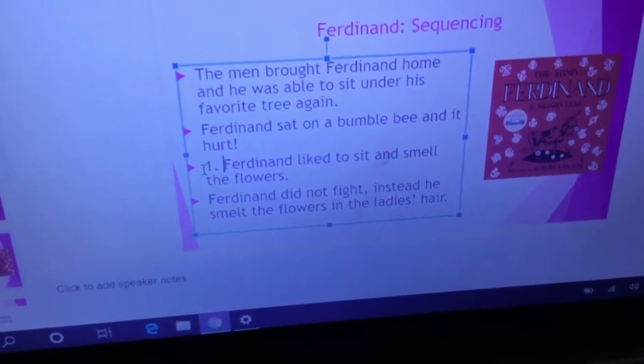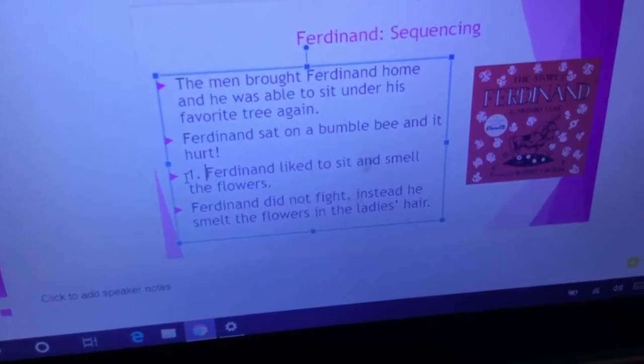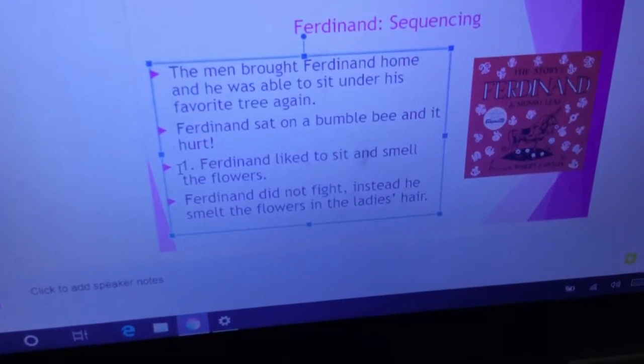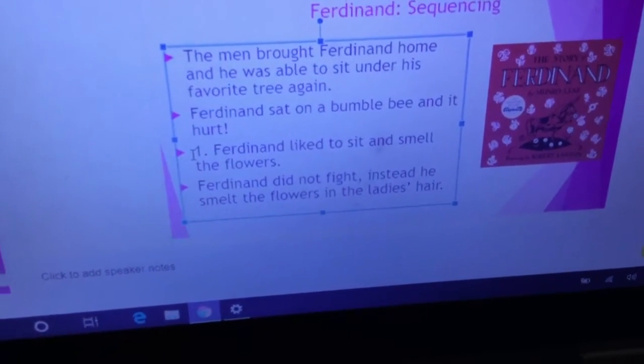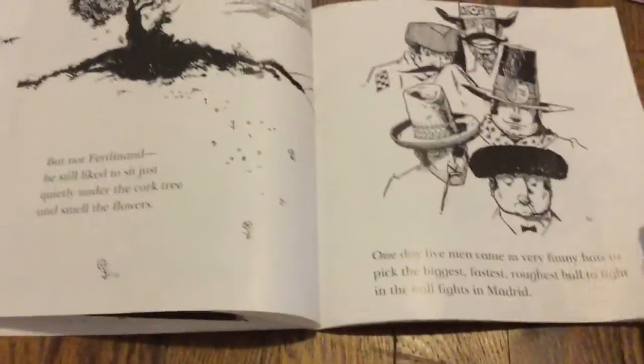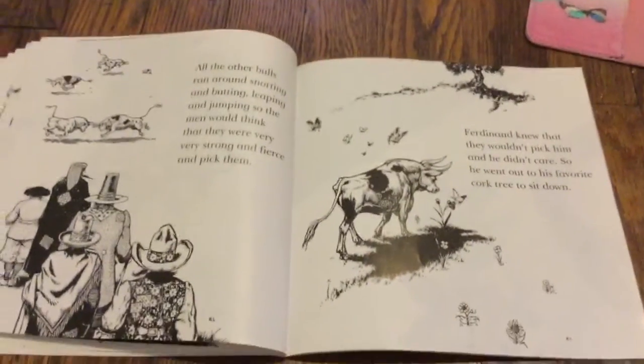Ferdinand sat on a bumblebee and it hurt. Oh, we haven't quite got there yet. Ferdinand did not fight. Instead, he smelt the flowers in the lady's hair. It doesn't really talk about the other men quite yet, so let's keep going in our story. So the men are there. And then it talks about the men. Oh, and then what happened?